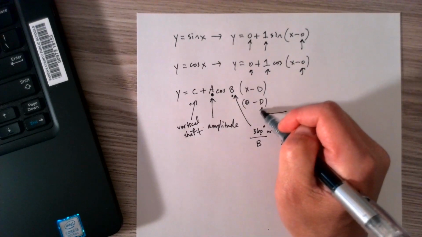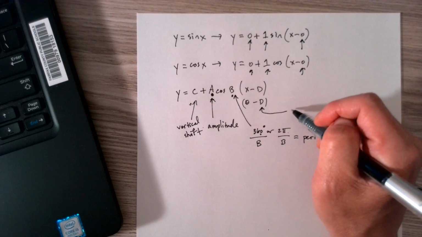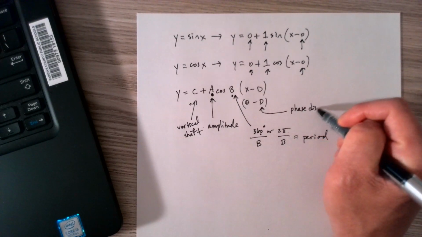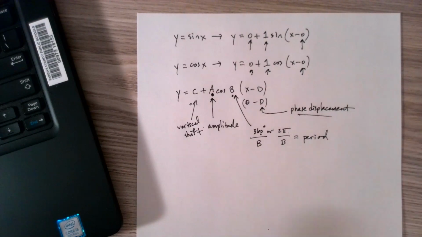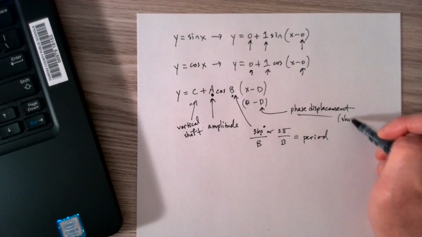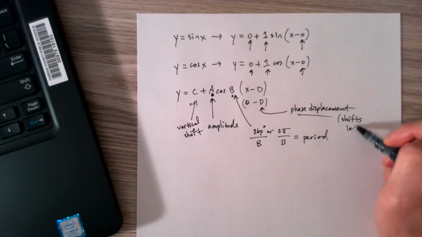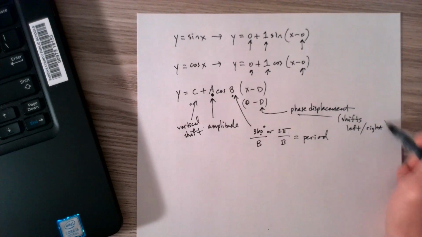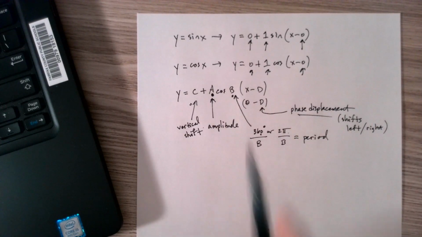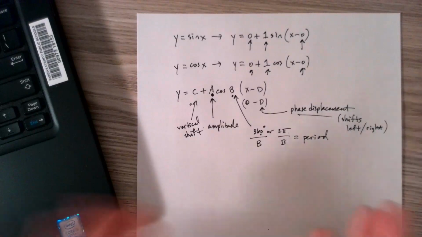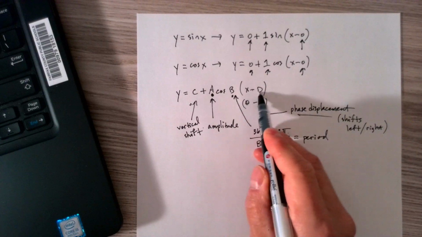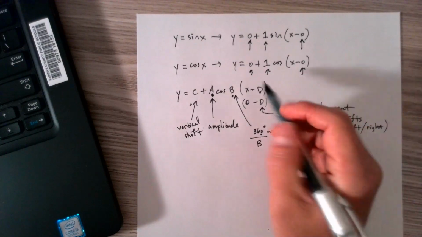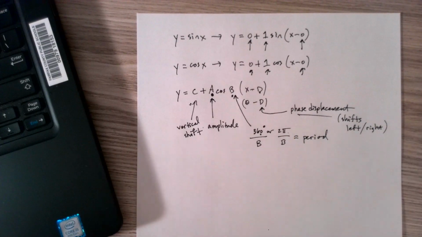And then d, this is called the phase displacement. That's just a fancy word of how much the graph shifts left or right. Okay, this should look familiar because in any function that we've done this year, if you have in parentheses the independent variable and you subtract something, that means it shifts to the right. And if you add something, that means it shifts to the left, right?